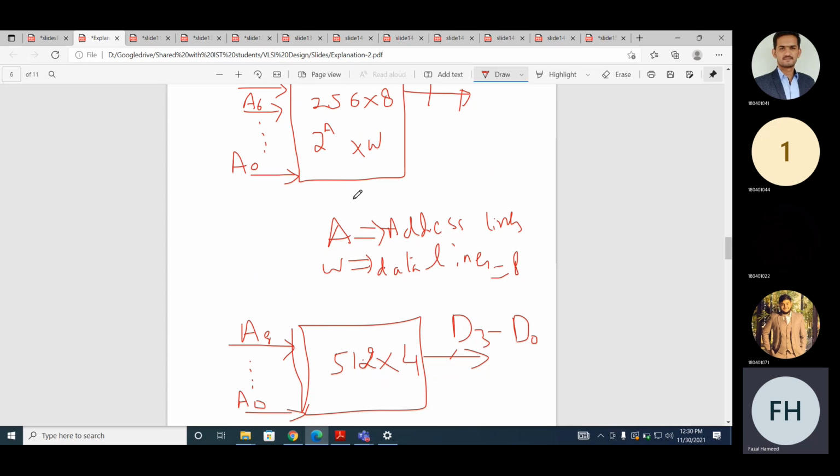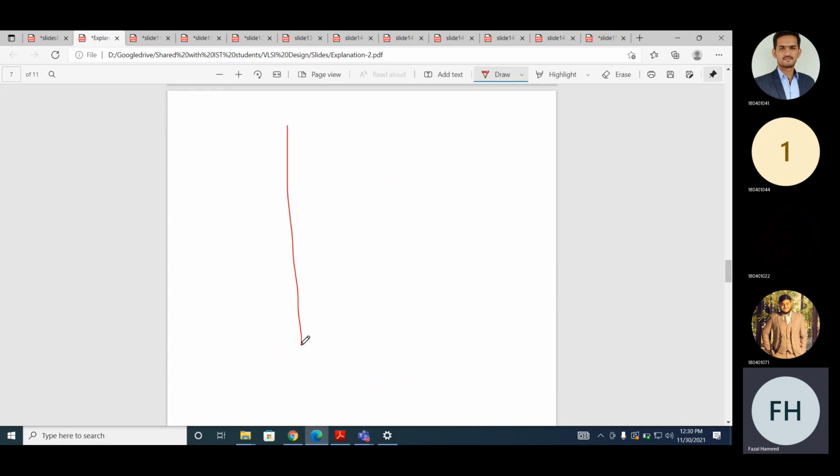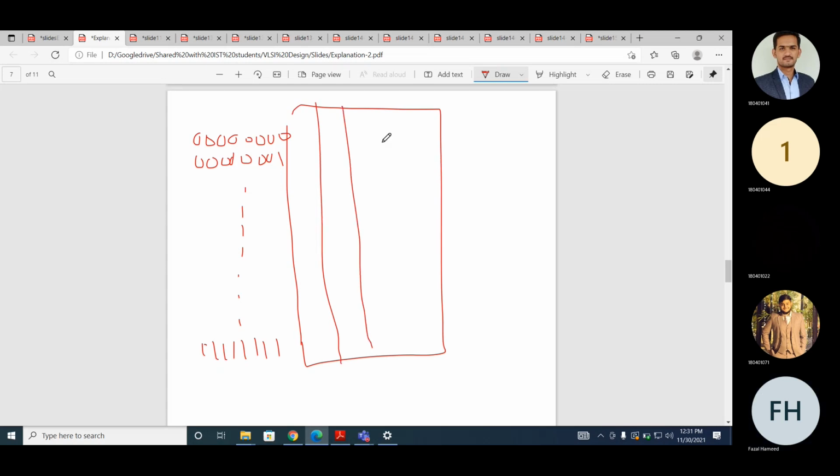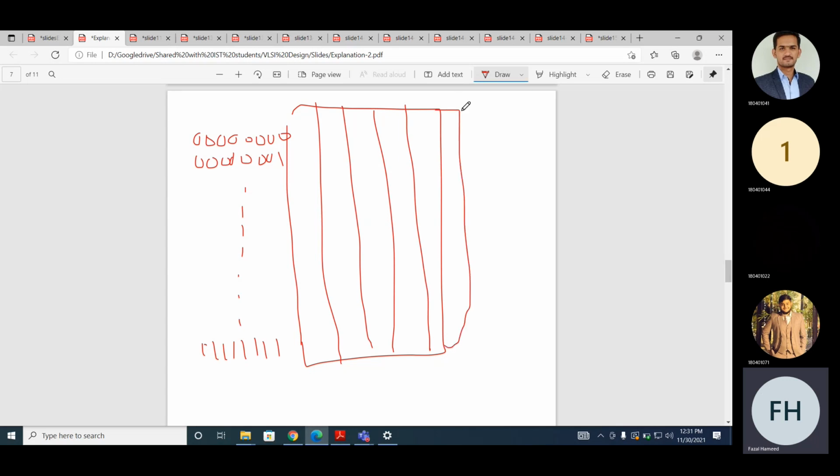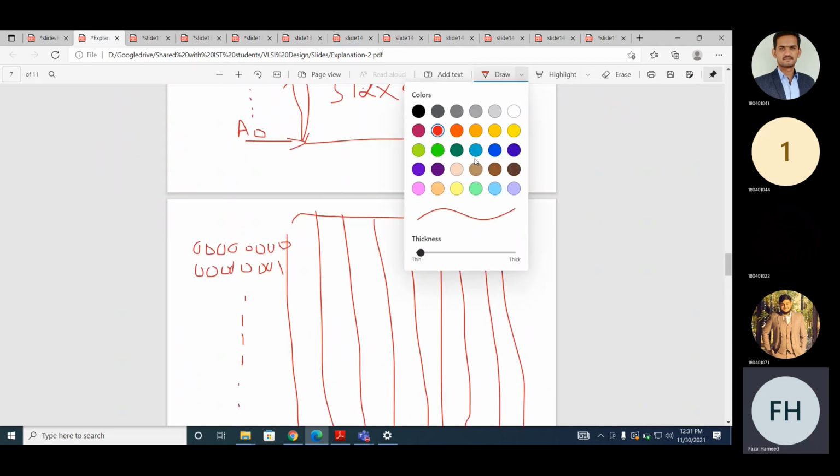256 cross 8. So how will it look? It means that if it's 256 cross 8, the first address will be 0, 0, 0, 0, 0, 0, 0, 0. The second address will be 0, 0, 0, 0, 0, 0, 0, 1. And what will be the last address? 1, 1, 1, 1, 1, 1, 1, 1. And how many locations will be there? 256. How many columns will be there? 8 columns.